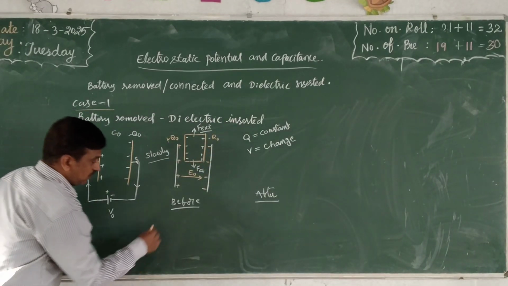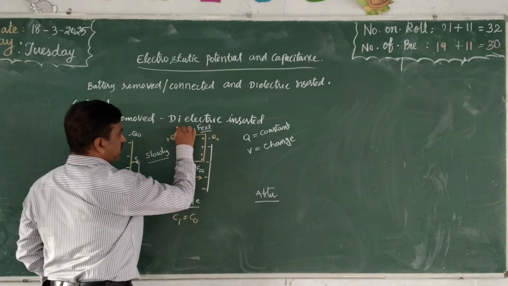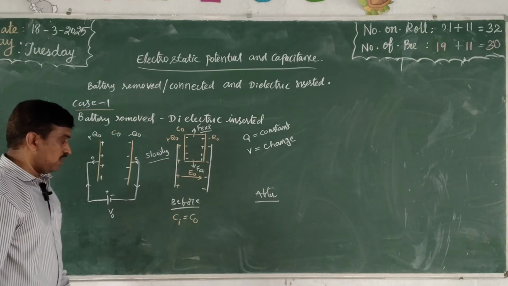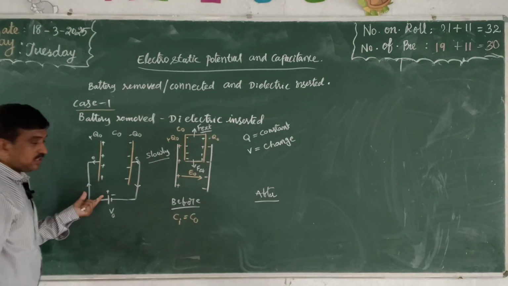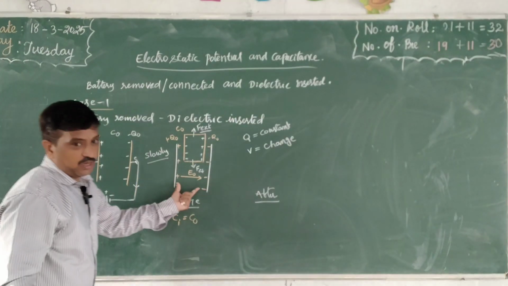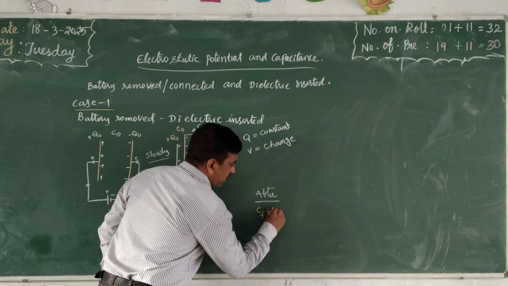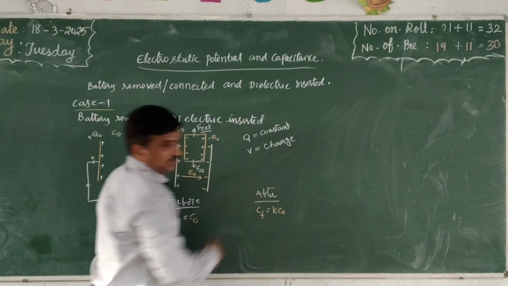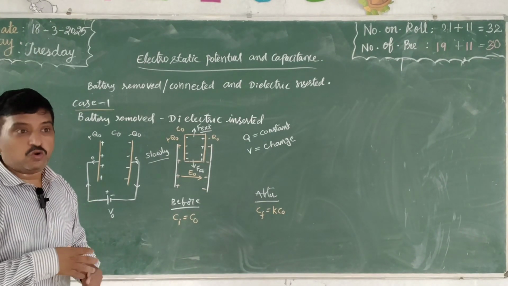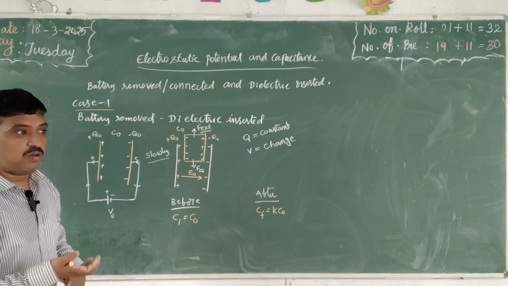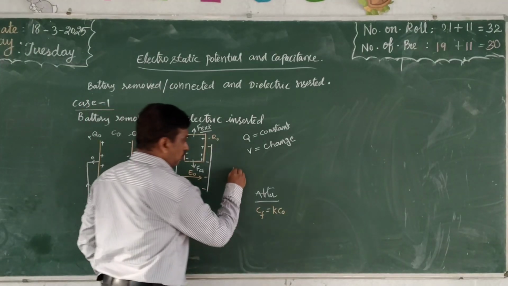First, the capacitance. The initial capacitance is C naught. After removing the connection and inserting the dielectric, what is the capacitance? C final equals K C naught. Why are we writing K C naught? When a dielectric is inserted between the parallel plates, we already know the dielectric makes the capacitance K times.